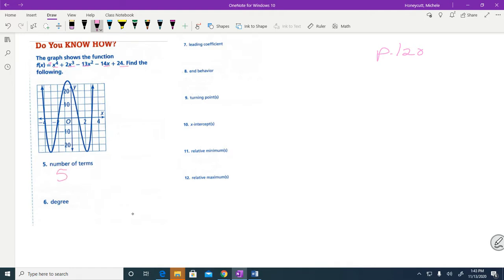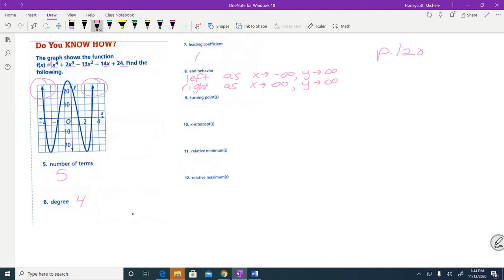Degree, highest exponent is 4. Leading coefficient, we've done that a couple times. In this case, it's that coefficient right there, 1. End behavior, both ends are pointing up. So for the left side, as the x approaches negative infinity, the y values approach infinity. I say left by talking about these x values, they get more and more negative. Then for the right side, as the x values get larger and larger, or approach positive infinity, the y values continue to go up. So the y values also approach infinity.